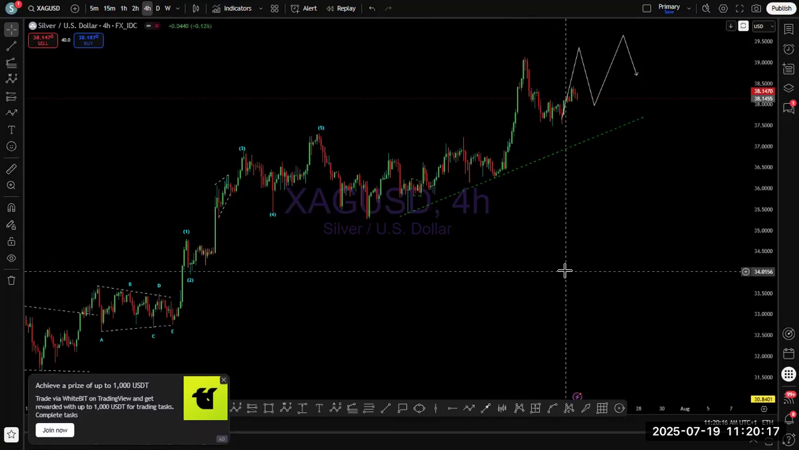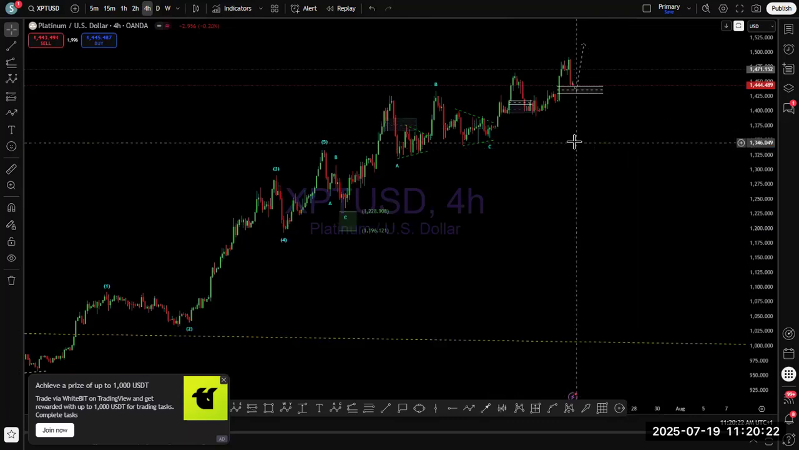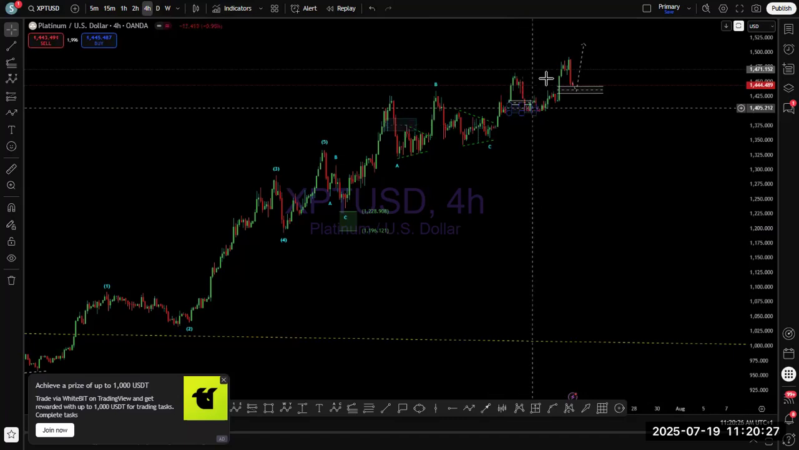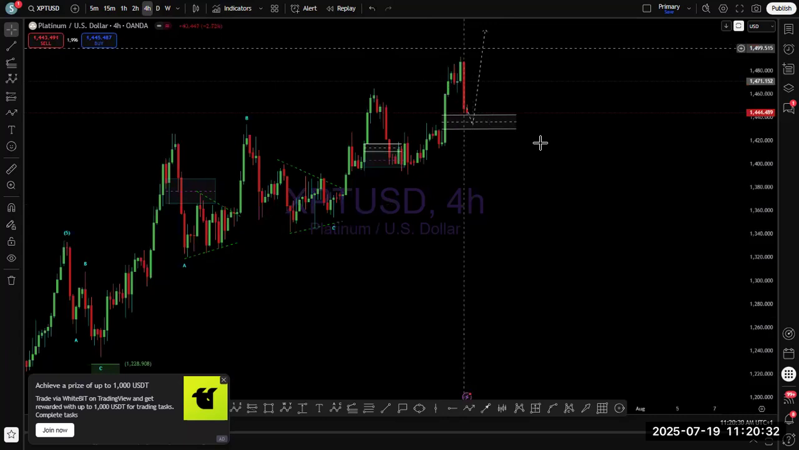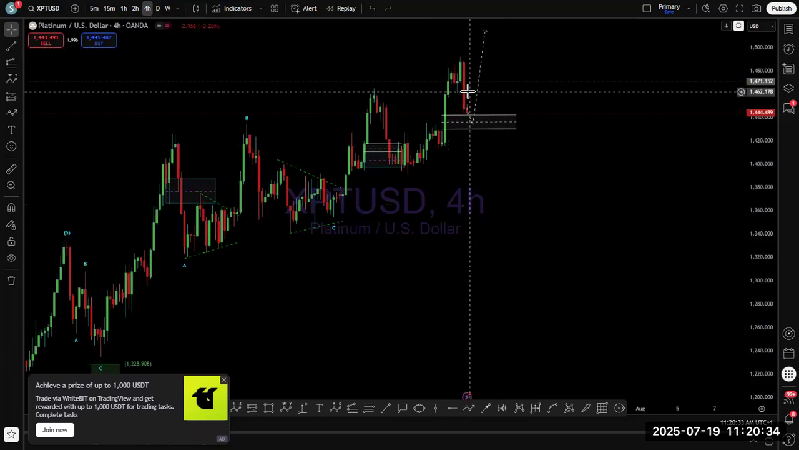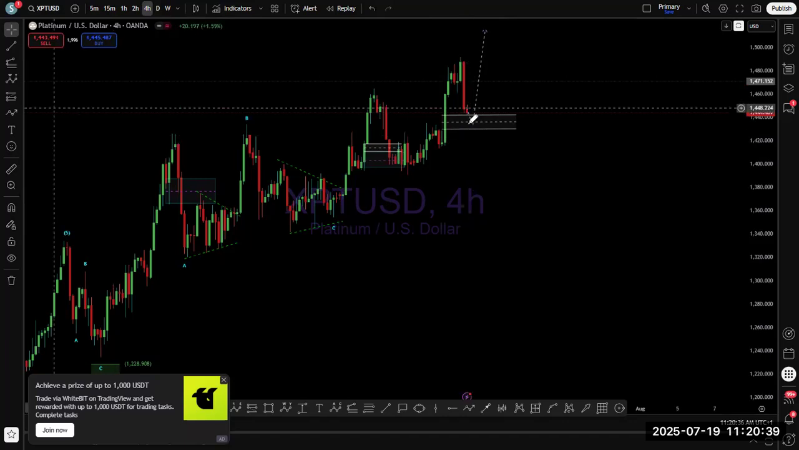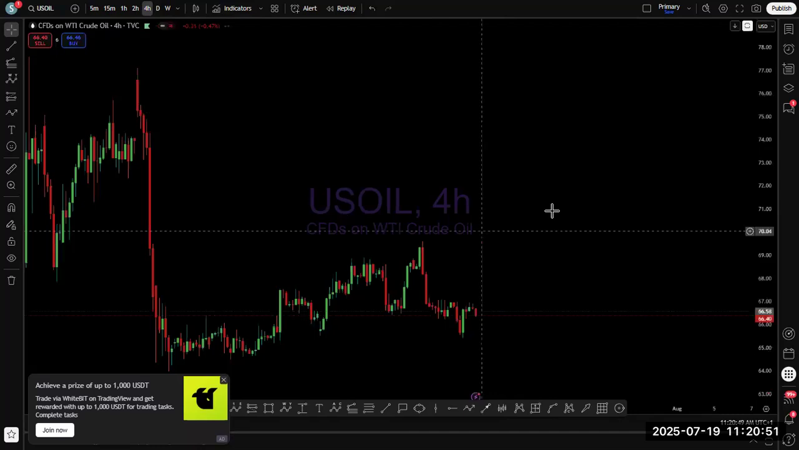Platinum. Until last week, I believed that platinum would drop a little lower and then buy, and that's how it happened. So now platinum will also buy from here. I expect platinum to buy from here. It will drop, it will buy, or maybe it may come to this zone, go up, and come back before buying. That's for platinum. The next is US oil.